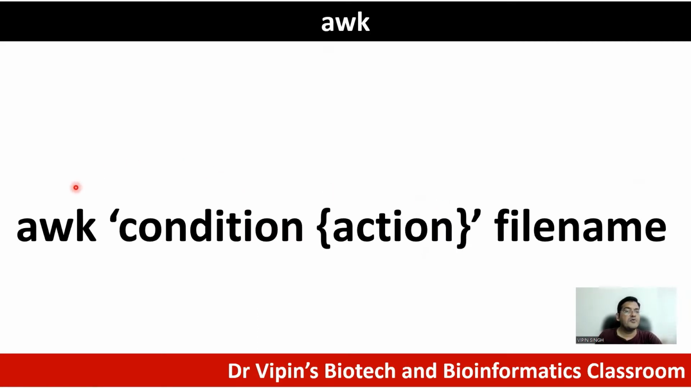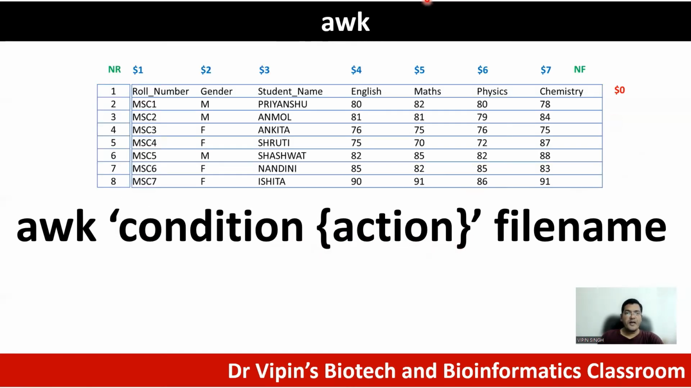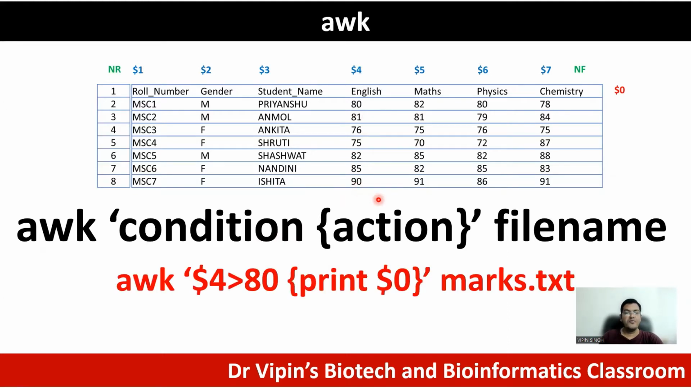So the second format in awk is where you can mention a condition, and based on the condition being true, a particular action can be performed. For example, in this case, you want to print all rows where students have obtained more than 80 marks in English, right? So the condition is $4 must be greater than 80. So what you say is awk, and then you open your apostrophe, you say $4 is greater than 80, then you open your curly brackets, print $0, close the curly brackets, close the apostrophe, and the file name, that is marks.txt. So here in this case, you have specified a condition, and then you're also specifying the action that is to be followed, given that the condition is met.